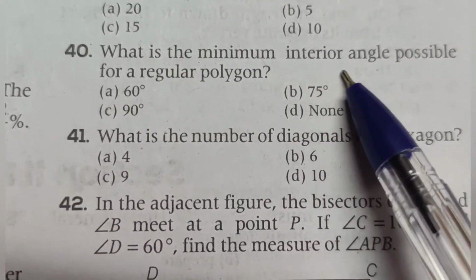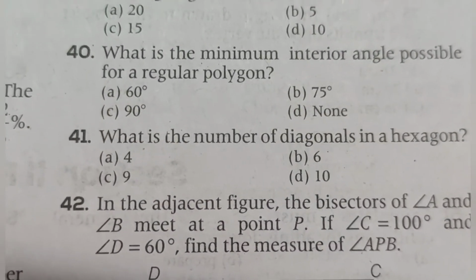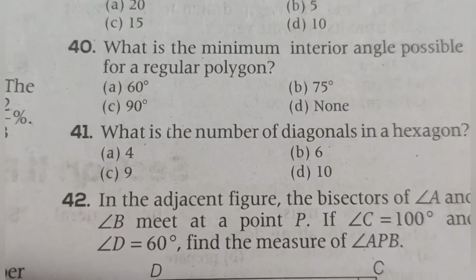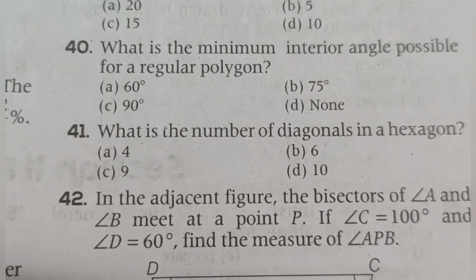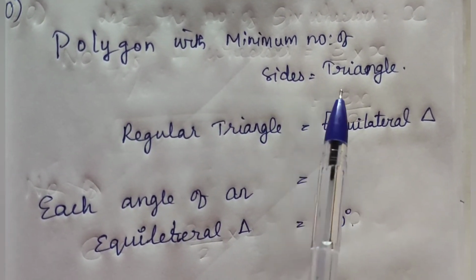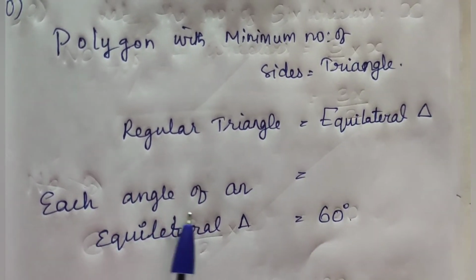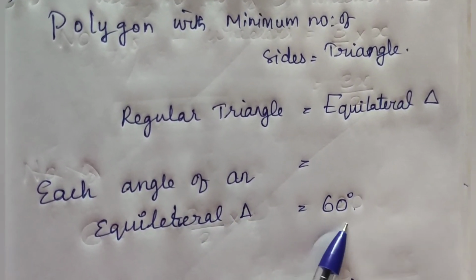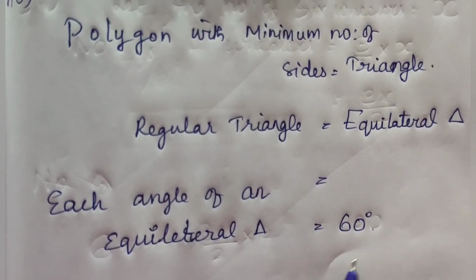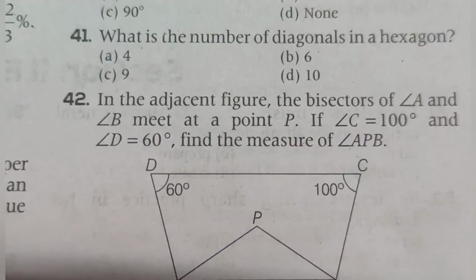What is the minimum interior angle possible for a regular polygon? Minimum number of sides, minimum interior angle. The polygon with the minimum number of sides is the triangle. A regular triangle is an equilateral triangle, and each angle of an equilateral triangle is 60 degrees. So the minimum interior angle possible for a regular polygon is 60 degrees.